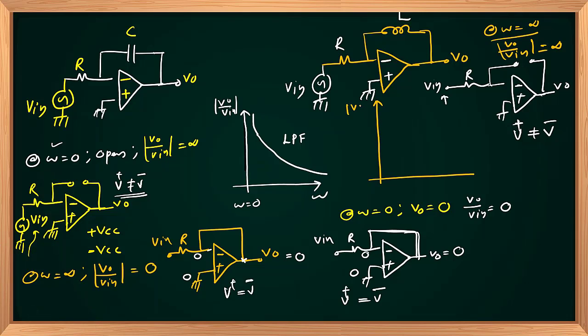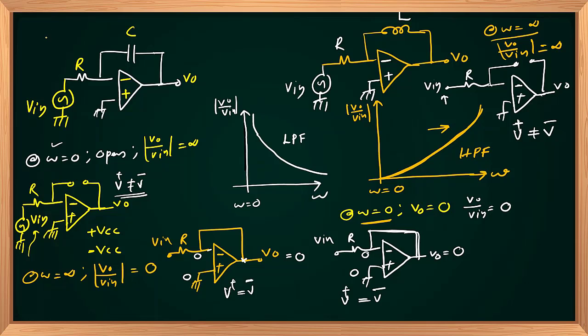If you are plotting the magnitude of voltage gain versus omega, at omega equal to infinity, the gain is infinity, and the gain decreases to 0 at omega equal to 0. And here also, we cannot define the cutoff frequencies. It's a high pass filter because gain increases as omega increases. A high pass filter will have a lower cutoff frequency, but the maximum gain is infinity, so we cannot define the lower cutoff frequency.